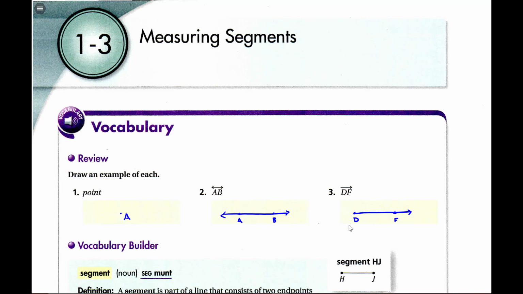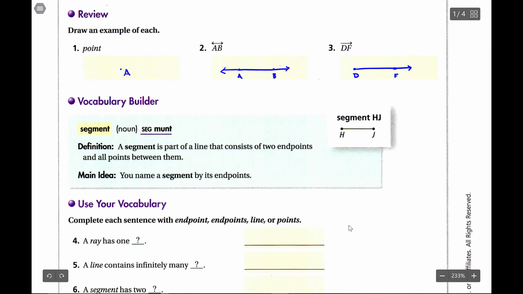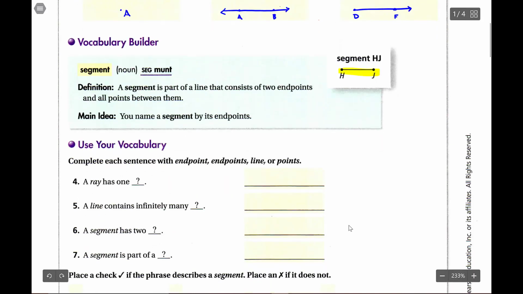So today we're talking about measuring segments. A segment is the part of a line that consists of two endpoints and all the points in between. The segment they show us over here on the right is HJ. We have the endpoint H, the endpoint J, and all the points in between are contained on that segment. We've talked about naming conventions. We name segments by their endpoints. This one would be HJ.